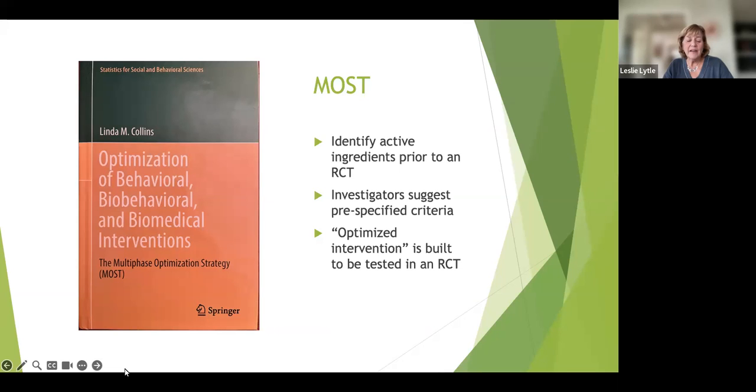MOST involves the investigator identifying an active ingredient or active component using pre-specified criteria in either a factorial or a fractional factorial design. As an example, an investigator may be interested in knowing whether a face-to-face component is needed in addition to his e-health intervention that he wants to eventually test in an RCT. Or it can be smaller. It can be deciding whether a counseling intervention can get by with 4 sessions or whether 8 sessions are necessary. By separating out the effect of each of these, what Linda calls intervention components, the researcher builds an optimized intervention that can then be used in an RCT. So the active ingredients are identified before the RCT is actually planned.